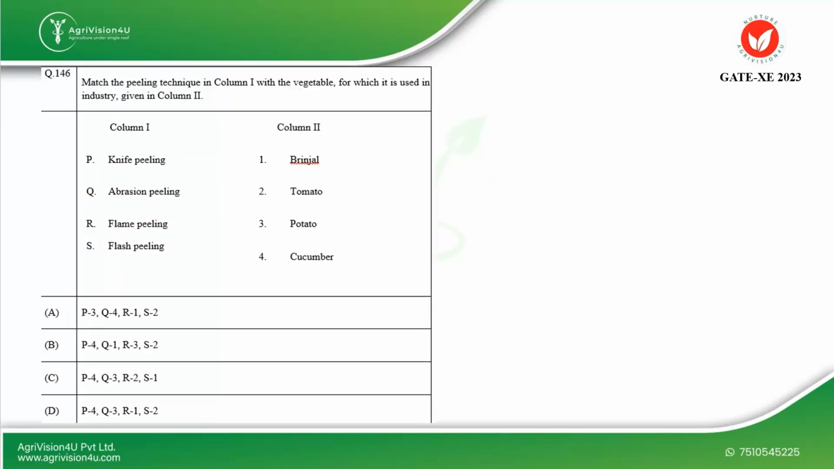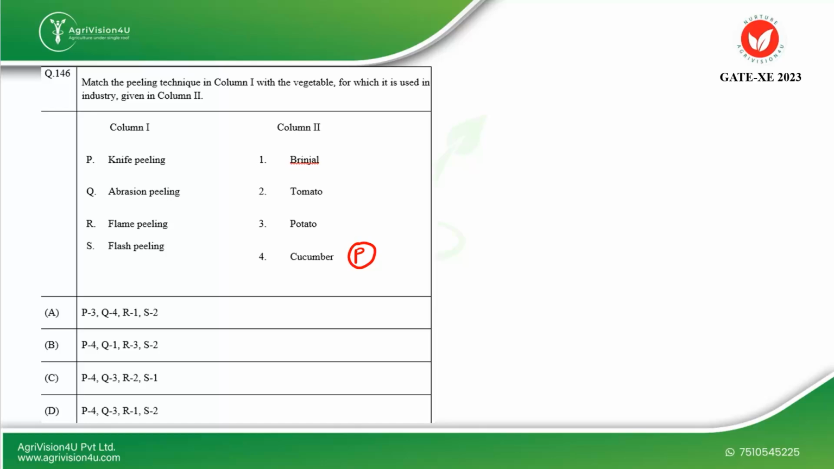Next question, match the peeling technique in column 1 with the vegetable for which it is used in the industry given in column 2. Okay, so first one, that is knife peeling. Knife peeling is actually a technique which is used for vegetables with thick, or we can say tough skins, like the cucumbers. So this is option number 4.